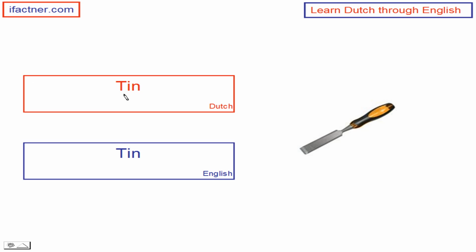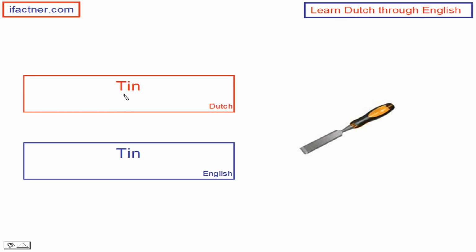Tin is called tin. Tin. So guys and girls, this was our lesson on how we call different metals in Dutch.